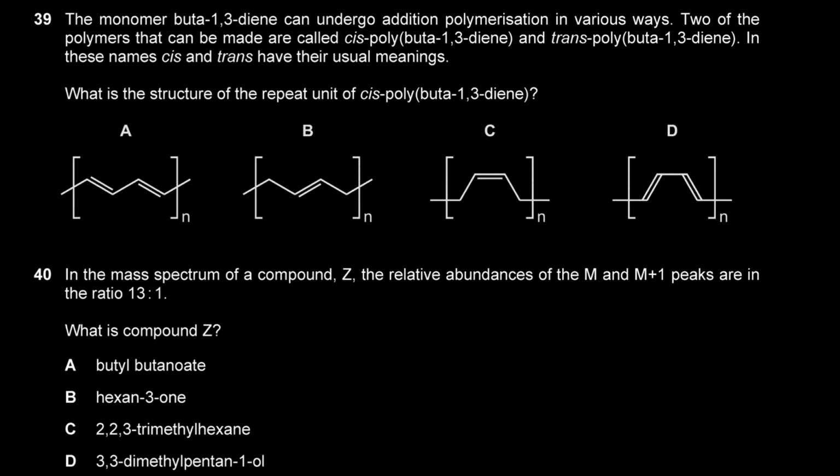When we talk about buta-1,3-diene, right, we have this compound. We have a 4-carbon compound and we have a double bond on carbons 1 and 3.